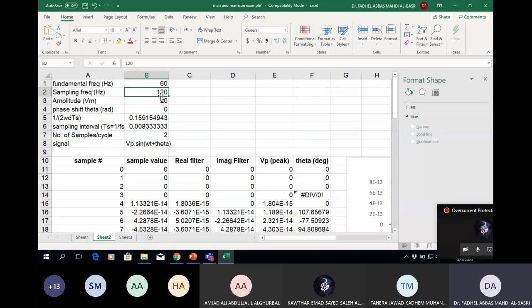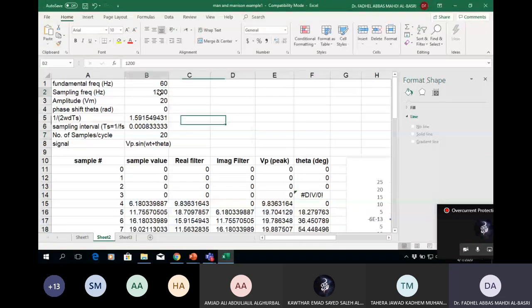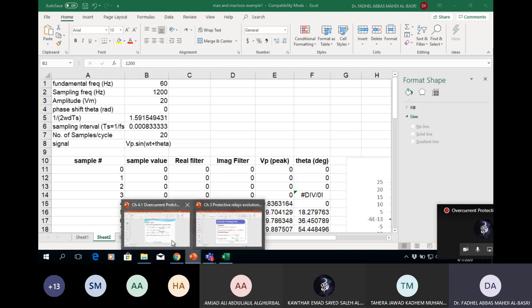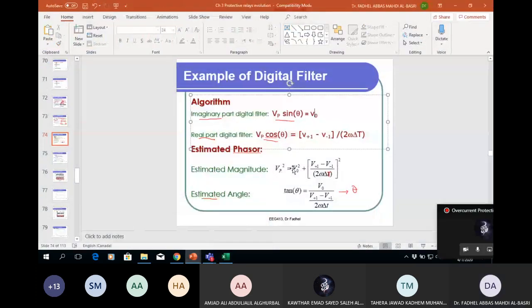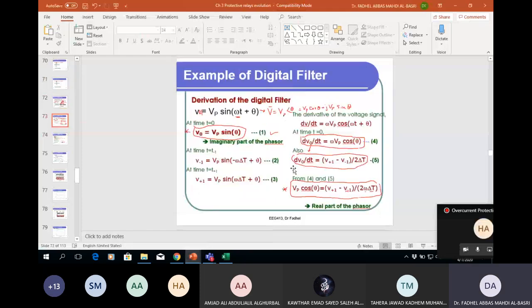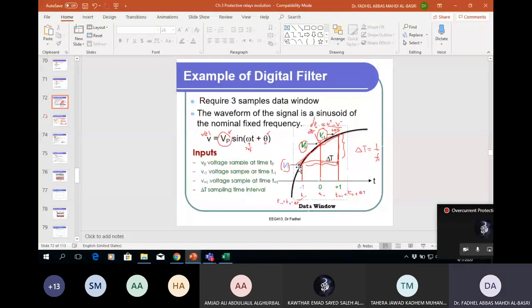So I'll go to the higher the better. So I'll go to 12,000. But you cannot go extremely large so that your microprocessor has no sufficient processing time to compute the calculation within that very short time. The higher the sampling rate, the smaller is delta t. So you have to compute this calculation.